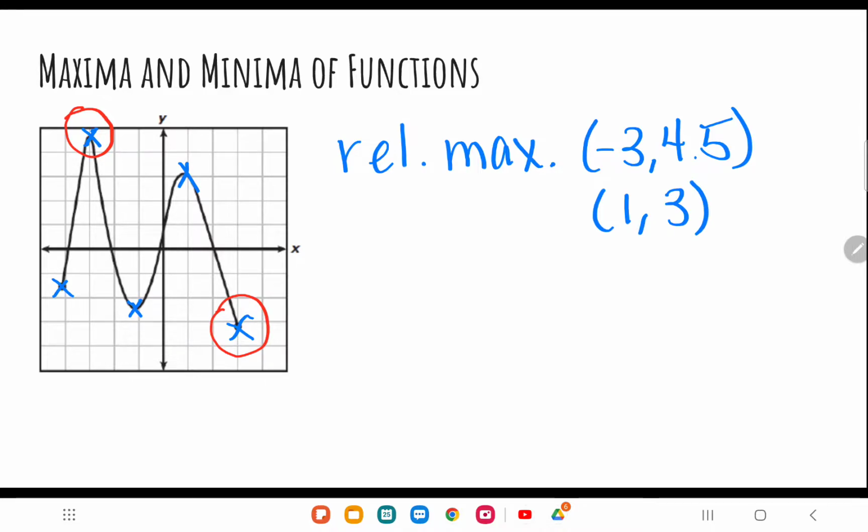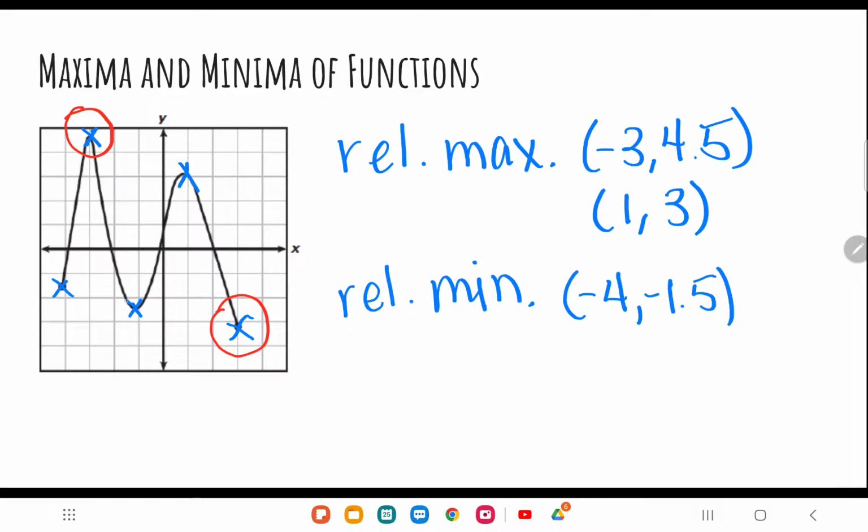Our relative minimum points are occurring down here in the negative part of the coordinate plane, quadrants 3 and 4. And one is occurring at -4, that's approximately -1.5. Another at what looks to be about -1.25 and maybe -2.5. And lastly, here at 3, -3.25.